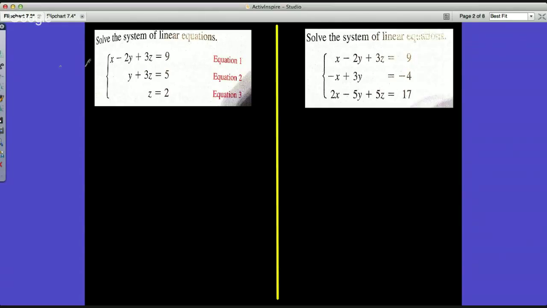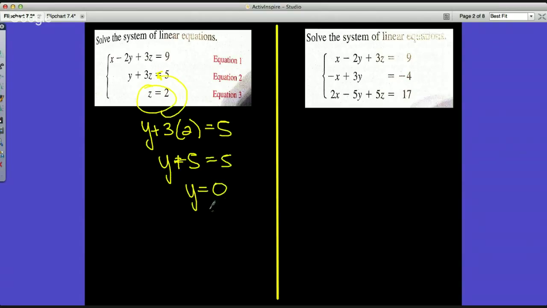Now, if you look at the homework, the first parts of them are the ones that are a little bit easier. If we have z equals 2, we literally can just plug in to the top to get what y is, and then plug back in to get what x is. So again, if z equals 2, we substitute to get y plus 3 times 2 equals 5. Now, y plus 6 equals 5, so I subtract 5 to get y equals 0.